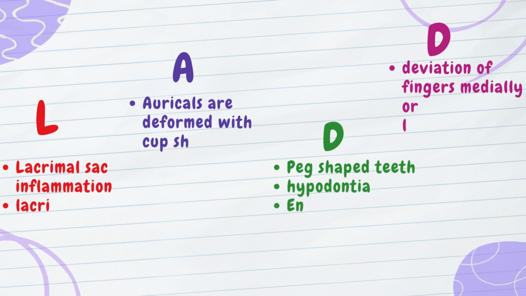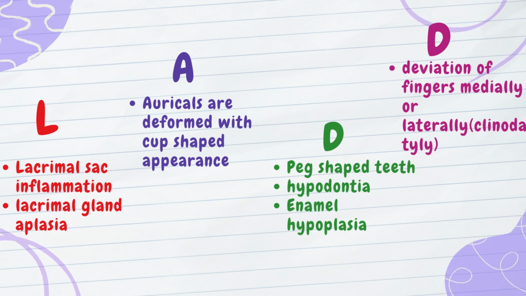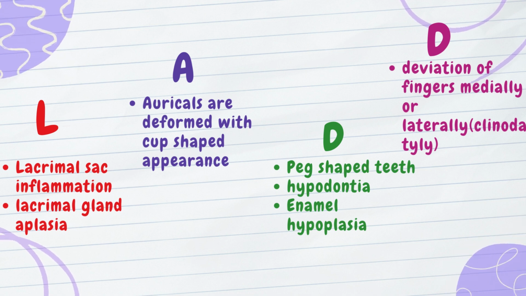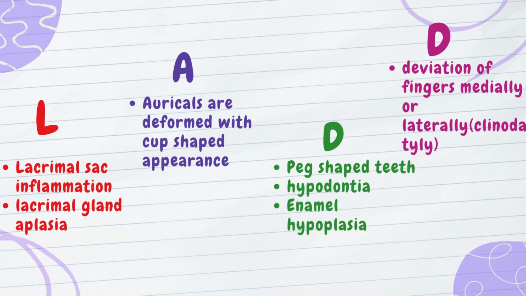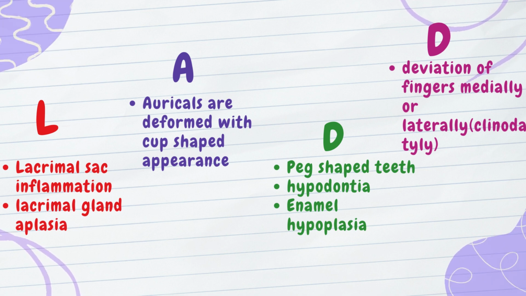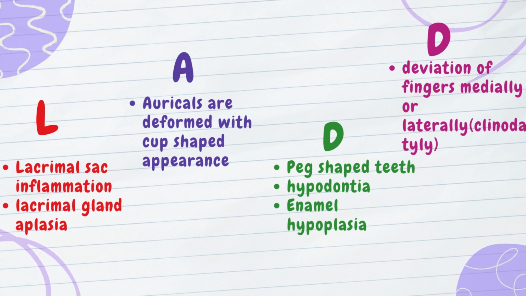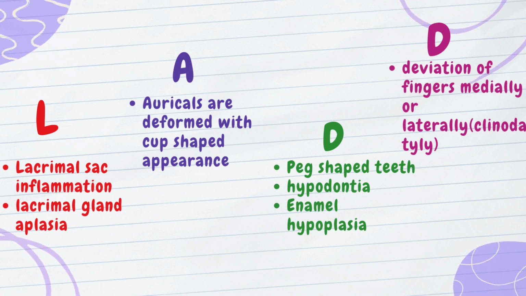Now, lacrimal involvement includes lacrimal sac inflammation and lacrimal gland aplasia. A for auricles, which are deformed, as I've shown in the previous slide. D means dental involvement. What we will see in dental involvement is peg-shaped teeth, hypodontia, and enamel hypoplasia. And another D for deviation of fingers medially or laterally, which is also called clinodactyly.